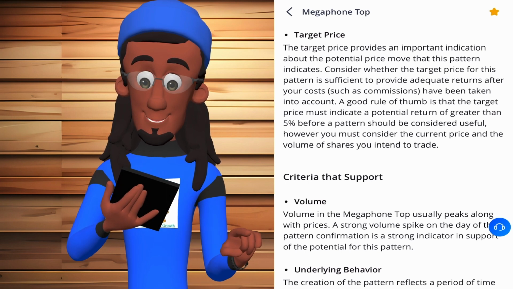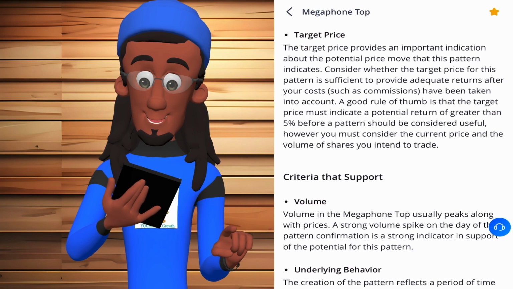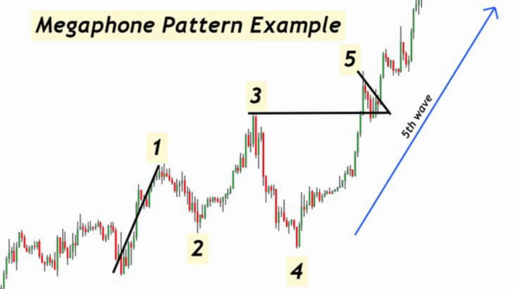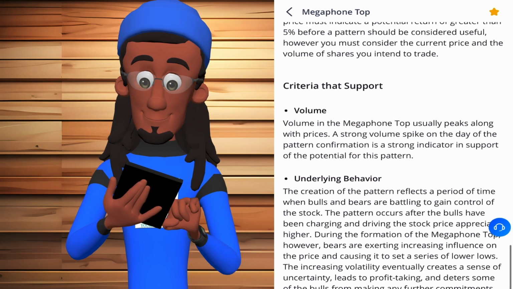However, you must consider the current price and the volume of shares you intend to trade. So that's a good point. The good point is you don't have to play every pattern because your trade should be a reflection of returns on your money. So you could see a Megaphone Top, and if it's only looking like it's going to have the power or momentum to get you a 3% return on your money, then you might as well wait for a better opportunity setup.